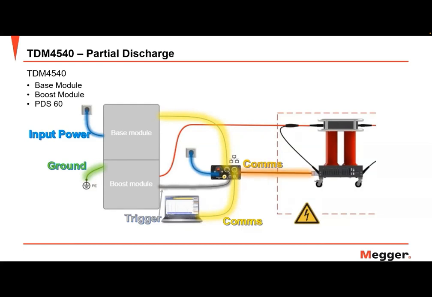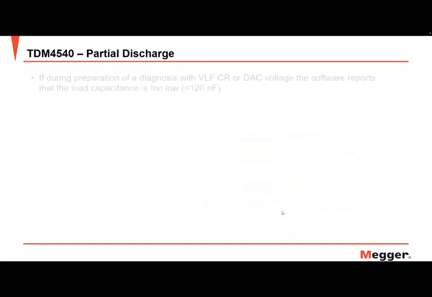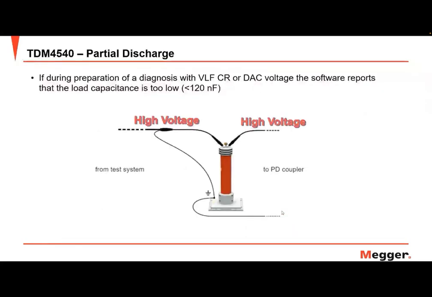And then you have communications to the PDS60, which is your partial discharge coupler. That has your reference capacitor, your coupling capacitor, and your conditioning electronics. And then finally, last but not least, our high voltage cable leading to the PDS and then to the device under test. Unless the capacitance of the cable is low, in which case we would add a support capacitor between the test system and the PD coupler. So again, a very straightforward, simple measurement, but what you may more likely see is actually the next case.